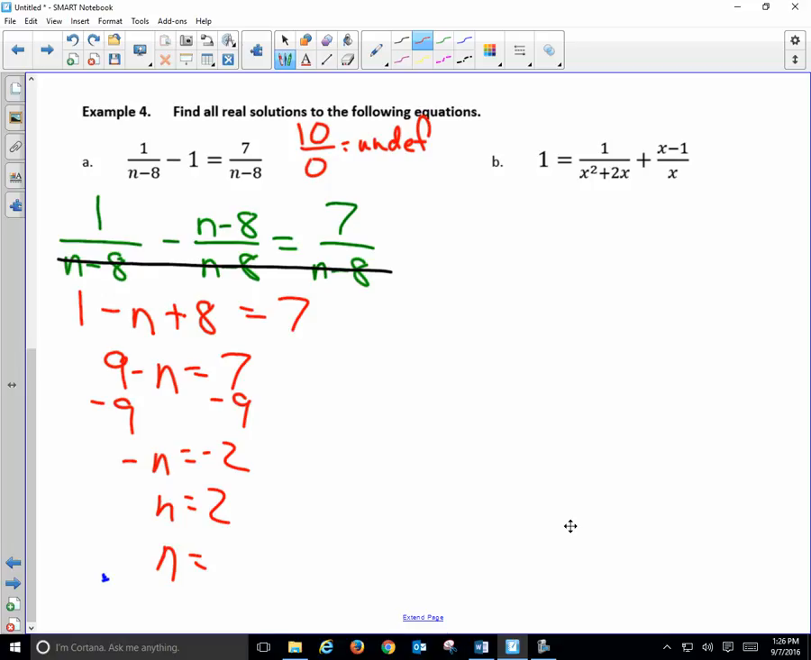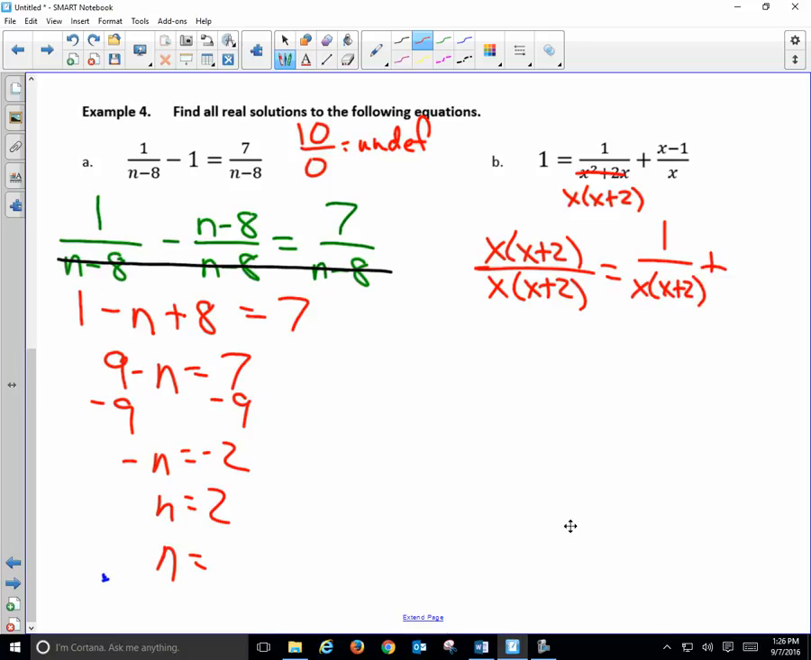Okay, look at this one. I've got that factors to x times x plus 2. So what's the common denominator going to be? X times x plus 2. So do I have to change the 1? Yeah, I've got x times x plus 2 over x times x plus 2. Equals, do I have to change this? No. 1 over x times x plus 2.